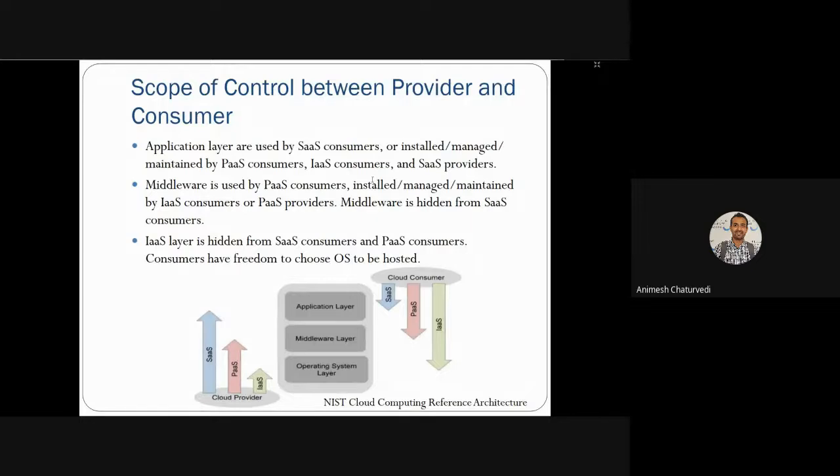Then middleware is basically hidden from the SaaS consumer. So the SaaS consumer does not know much about that kind of middleware. The IaaS layer is being hidden from the SaaS consumer and PaaS consumer. Then the consumer has the freedom to choose their own operating system to be hosted. So this is the power of the IaaS layer, and the IaaS provider could provide various operating systems for management.